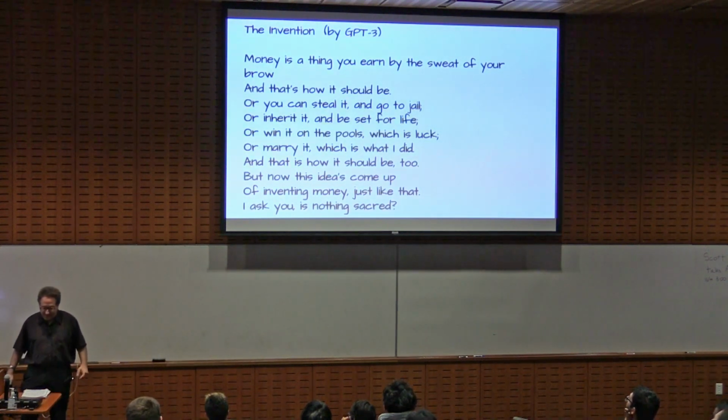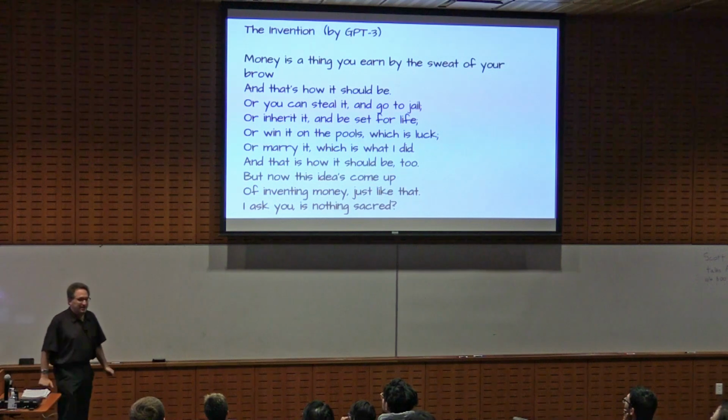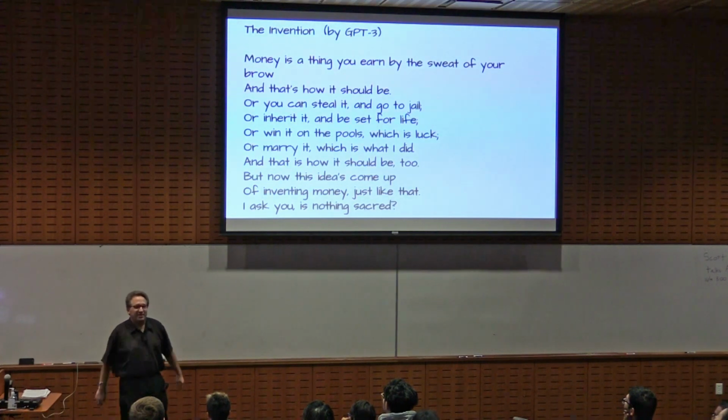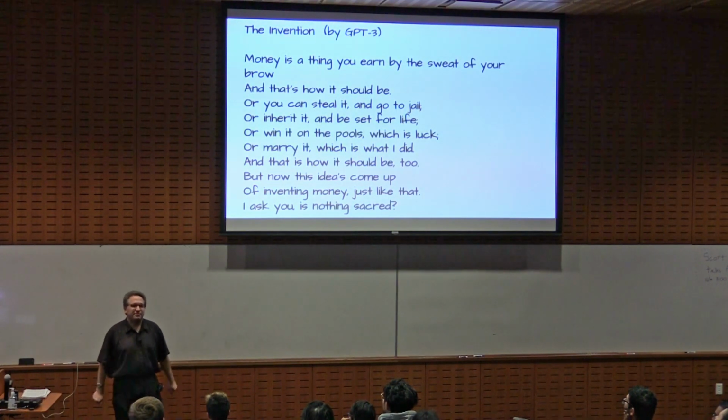So what is GPT? It is a text model. It's basically a gigantic neural net with about 175 billion parameters.